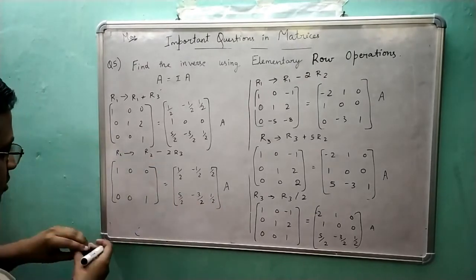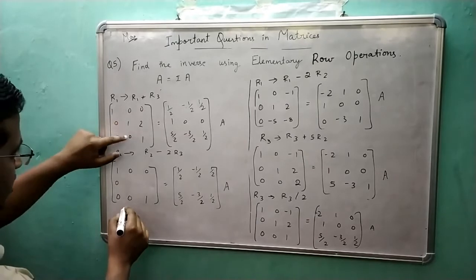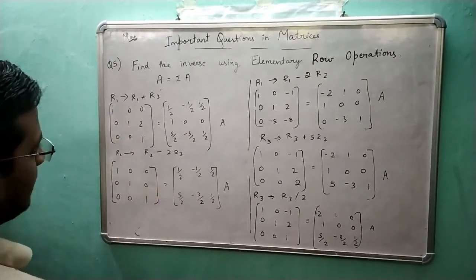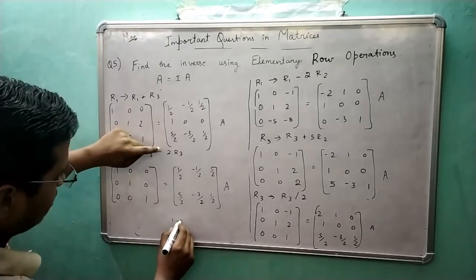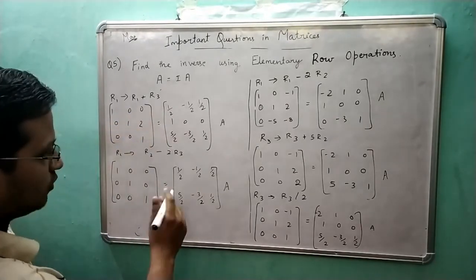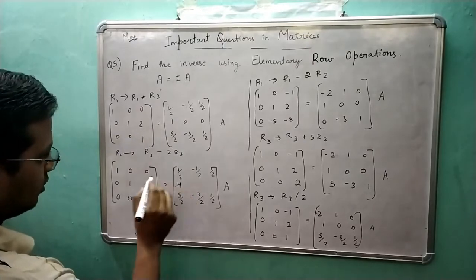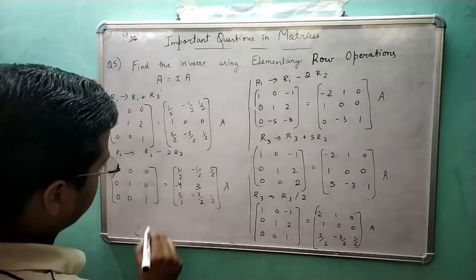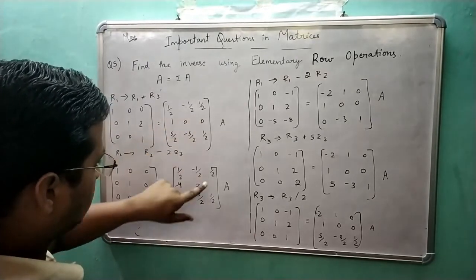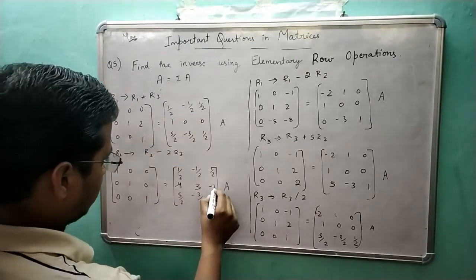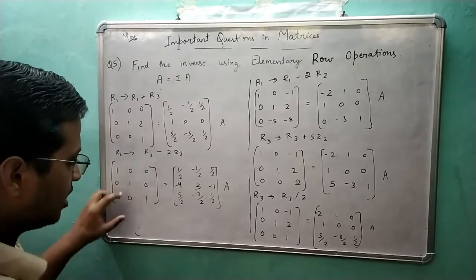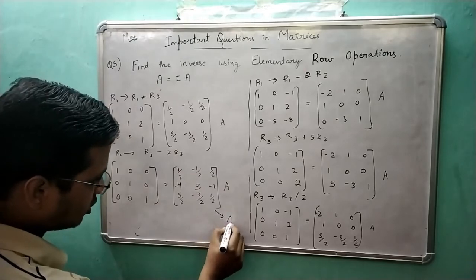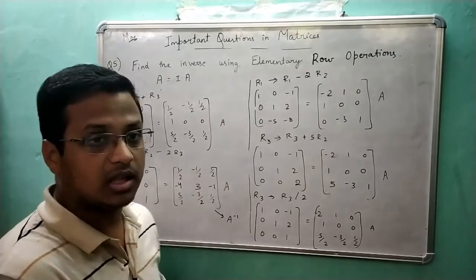So 0 minus 2 times 0 is 0. 1 minus 2 times 0 is 1. 2 minus 2 is 0. Now 1 minus 2 times 5 by 2. So 1 minus 5, minus 4. 0 plus 3, so this is 3. 0 minus 1, so minus 1. We have got the identity in the LHS. So whatever matrix we have got here is A inverse. So this is our required A inverse.